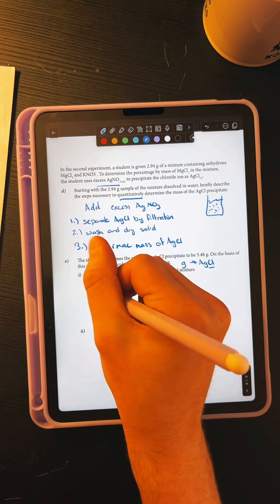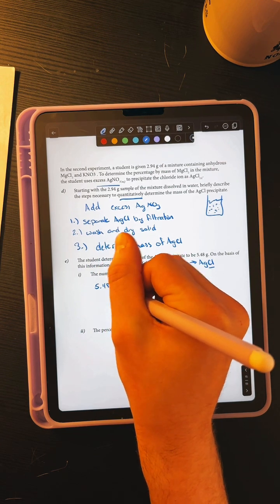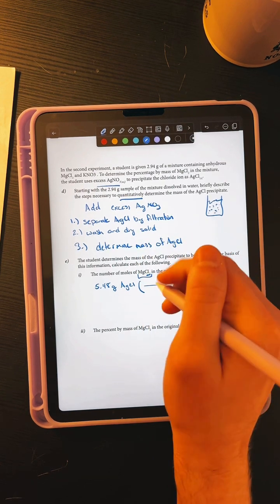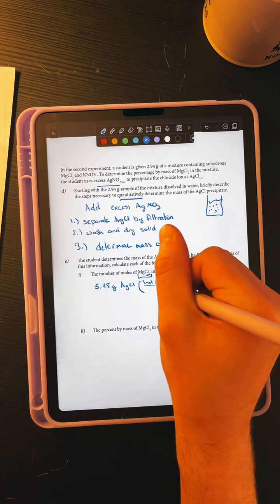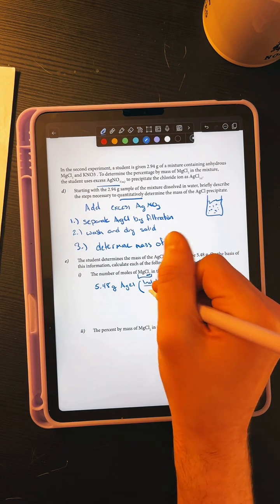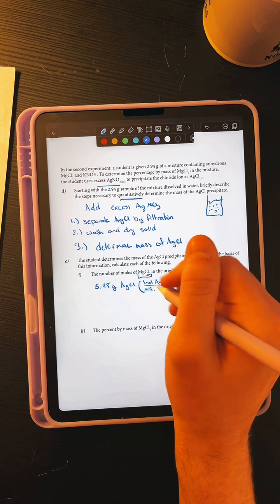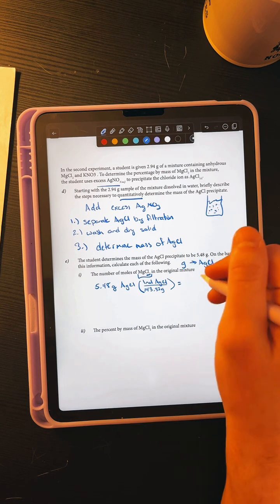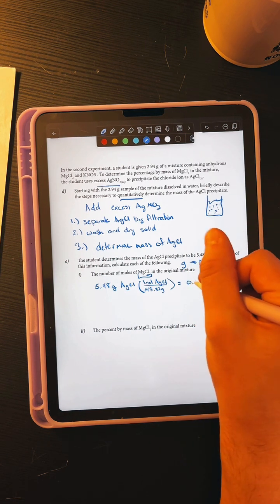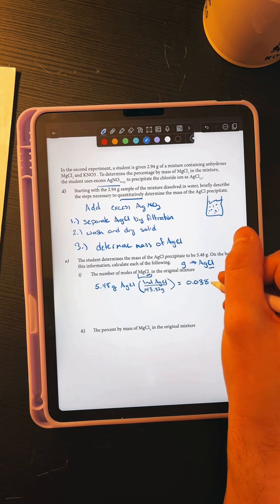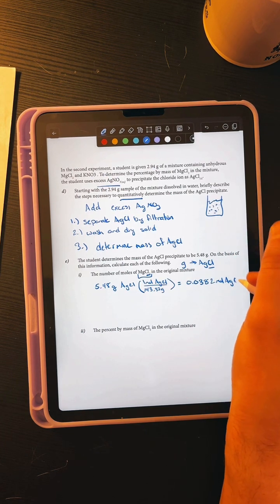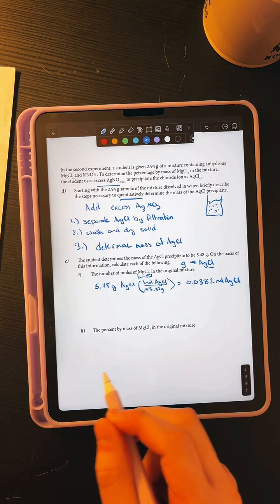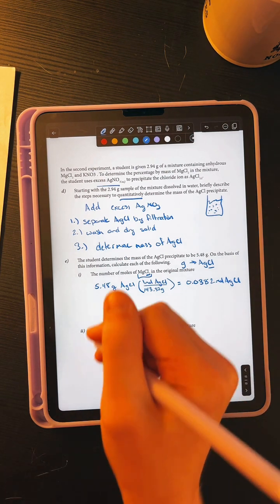So first thing we're going to do is take our 5.48 grams of silver chloride, and we'll convert that into moles. So 1 mole of silver chloride is, if we look on the periodic table, 143.32 grams. And that's going to give us a value of 0.0382 moles. So now that we're in moles of silver chloride, we can use that to solve for some other things.